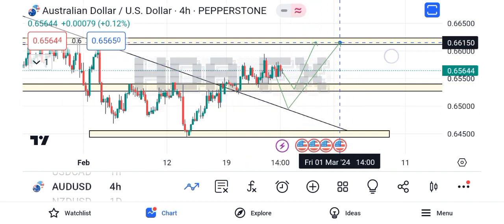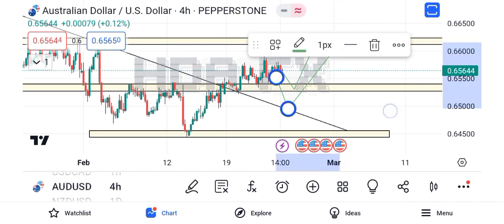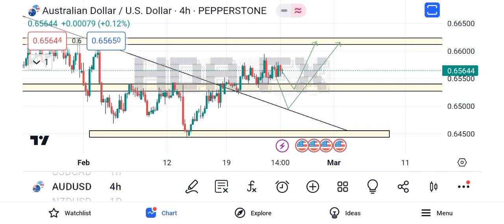So these are the key areas I would like to take my buys on the Aussie dollar pair. So this is my simple analysis on the Aussie dollar.